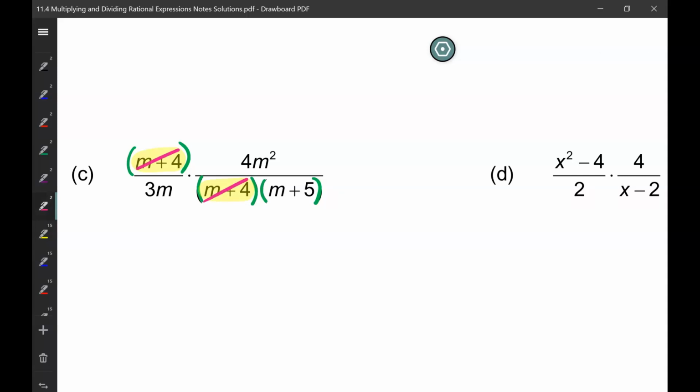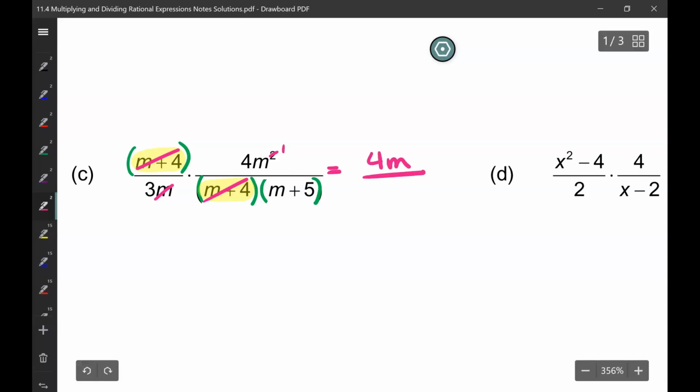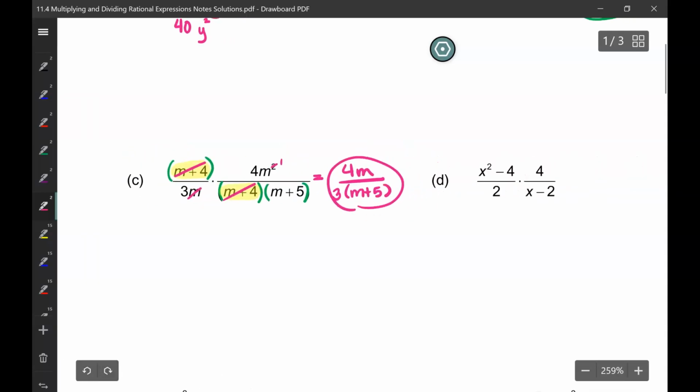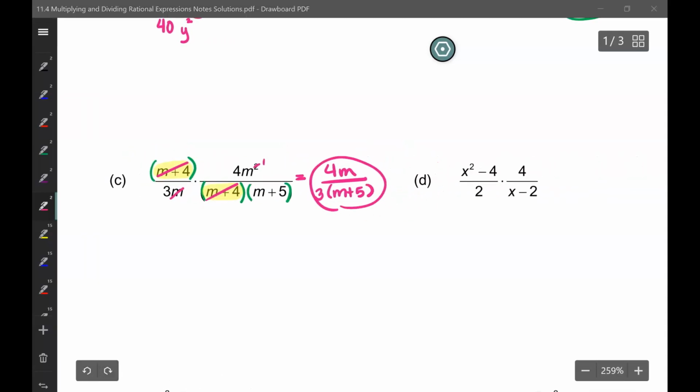Also, what else do we notice? Well, the 4 and the 3 we can't do anything with, but notice we have an m squared over an m. So m squared over m to the first will result in an m to the first in the numerator. So we're left with 4m to the first, and then in the denominator, what didn't we cancel? The 3 times the m plus 5. And just leave it like that. I don't need you to multiply it out. I actually prefer it with the parentheses.